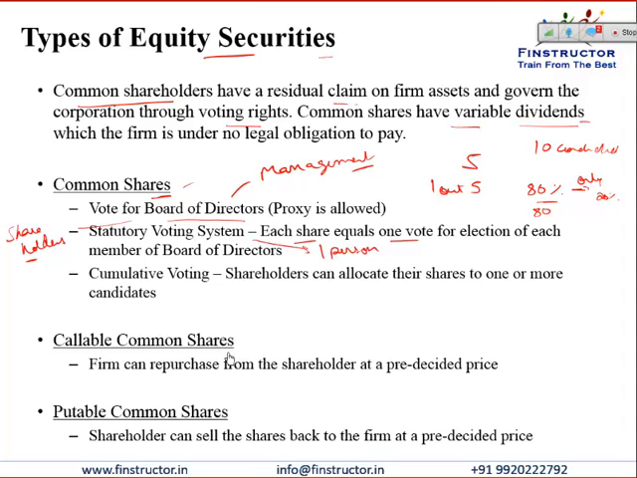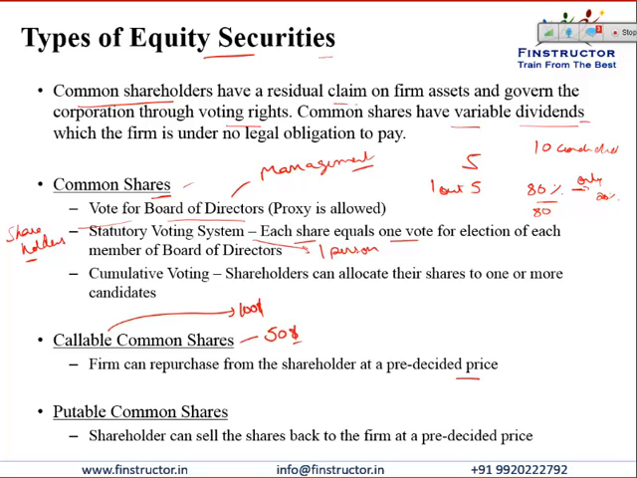So callable common shares are like common shares in that they have the same voting rights and they're also entitled to the variable dividends. However, the downside of callable common shares is that the firm can call these shares back from the investor. Or in other words, the firm can repurchase these shares from the investor or the shareholder at a pre-decided price. So let's say the firm issued a callable common share for $50. However, the share is callable at a price of $100.